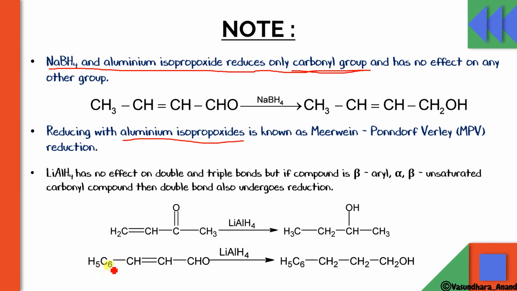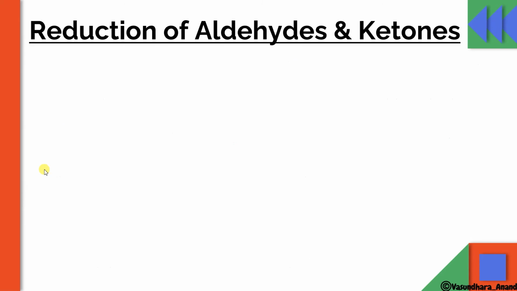Beta aryl. This is an aryl group. This is called an alpha beta unsaturated carbonyl group, because this is alpha, this is beta, and on the beta carbon the carbonyl group is there, so that's why this will reduce this also as well as this also. So this is the point to be learned. This is an important point. It's not in NCERT and it won't be asked in your board exam, but it is important for entrance. Now reduction of aldehydes and ketones.